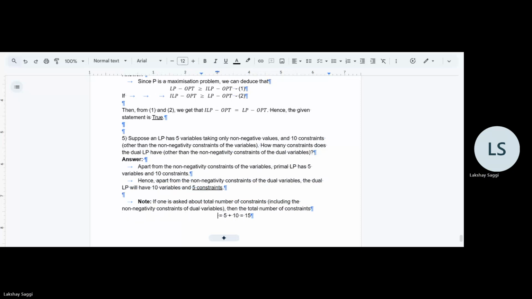Note that even though in this question we were just asked about the constraints other than non-negativity of dual variables, which are just 5, if one is asked about the total number of constraints, where you also have to include the non-negativity constraints, the total number is the number of variables plus the number of the other constraints. So 10 plus 5 is 15. This is the answer if one asks about the total number of constraints.